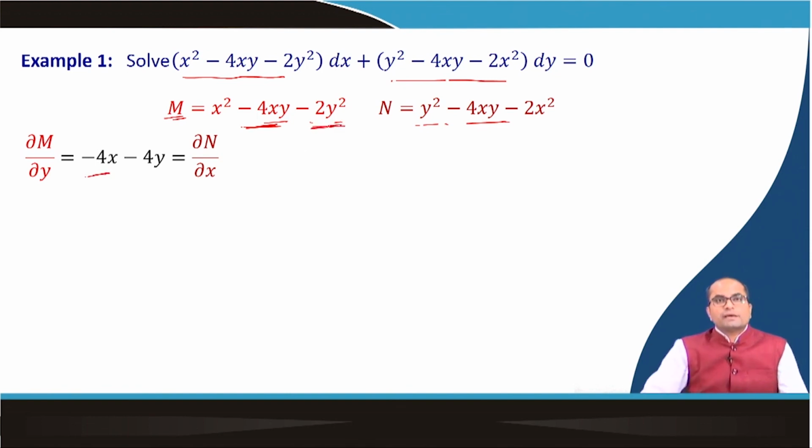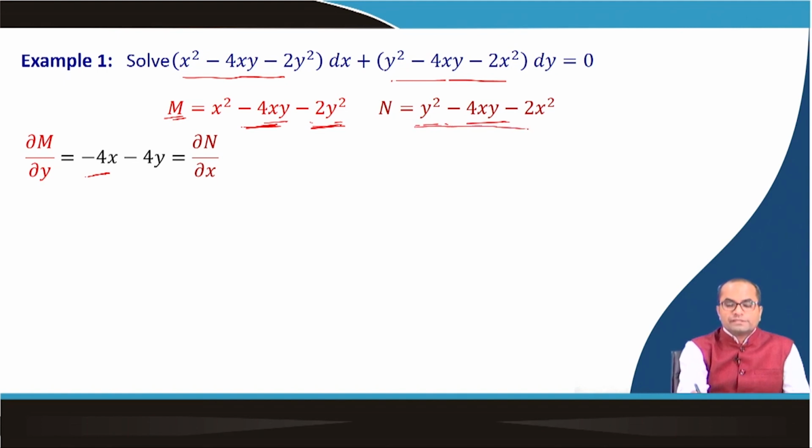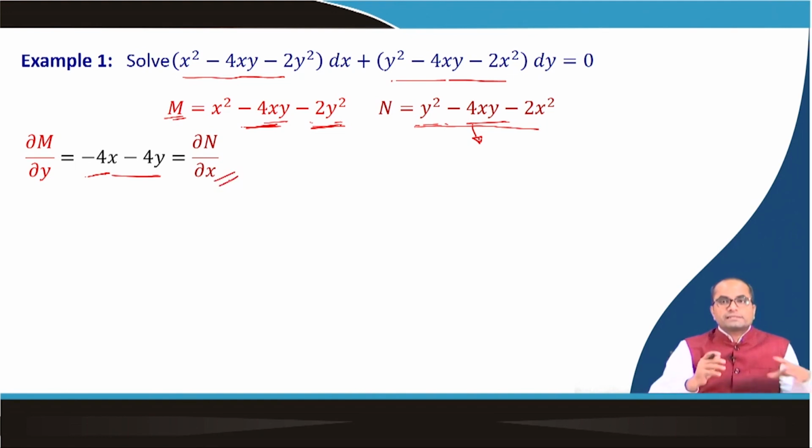So, we will get also minus 4y from here. Similarly, if we differentiate this with respect to x, we will get minus 4y from here and minus 4x from there. So, this ∂M/∂y is equal to ∂N/∂x. That is a necessary and sufficient condition for exactness.